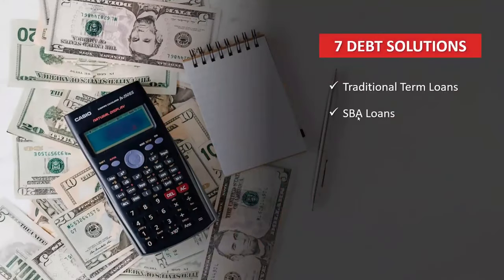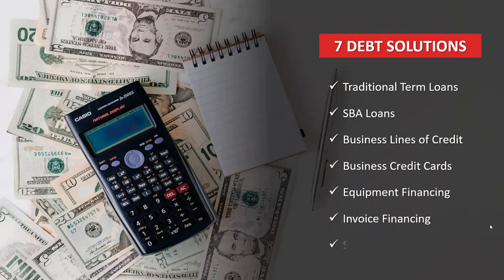We're going to talk about pretty much 7 different debt solution products: traditional term loans, SBA loans, business lines of credit, business credit cards, equipment financing, invoice financing, and short-term loans.